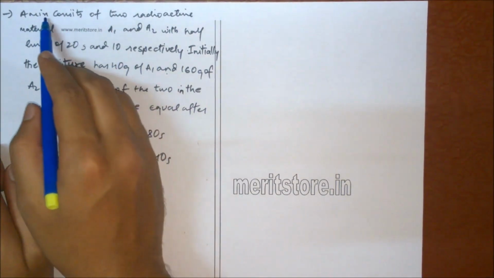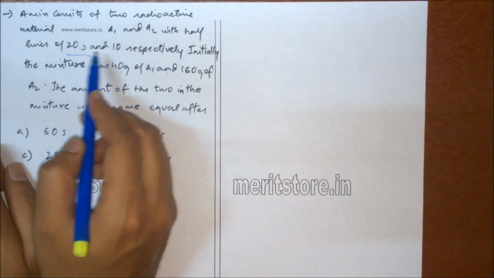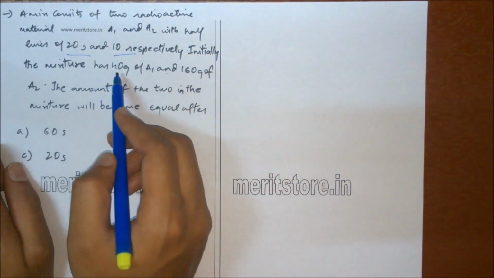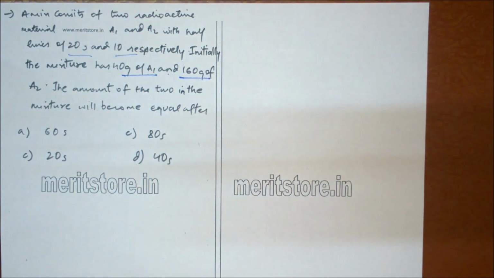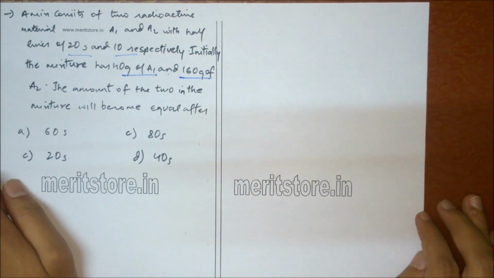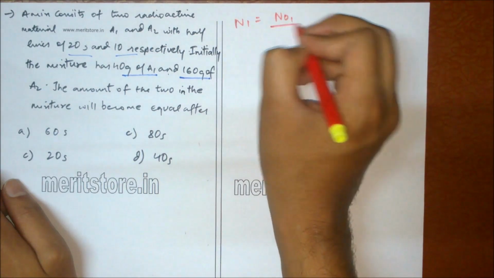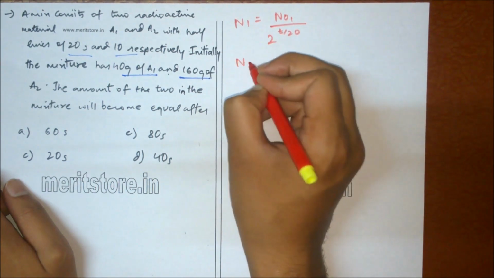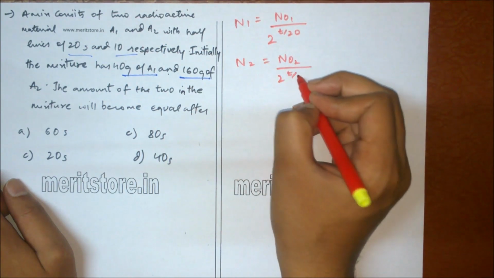A mixture consists of two radioactive materials A1 and A2 with half-lives of 20 seconds and 10 seconds respectively. Initially, the mixture has 40 grams of A1 and 160 grams of A2. The amounts of A1 and A2 in the mixture will be equal after? So we know that N1 is equal to N01 divided by 2 raised to T upon 20, and N2 is equal to N02 divided by 2 raised to T upon 10.